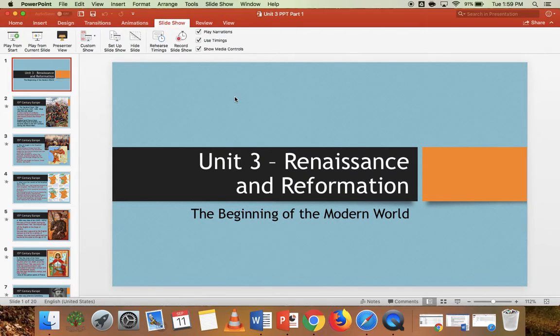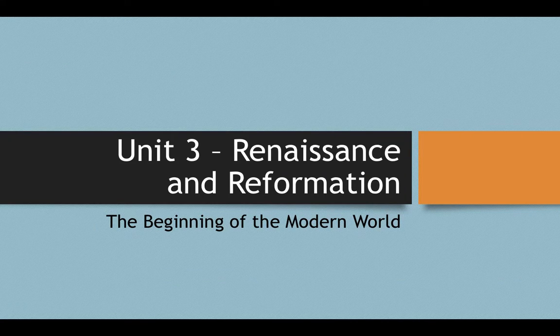Today we're going to start Unit 3 on the Renaissance and Reformation, kind of the beginning of the modern world. So this unit is going to pick up where we left off at the end of the Middle Ages and take us all the way to the Enlightenment, which started in the year 1700. So we're going to cover around 300 years with this unit here on the Renaissance and Reformation.